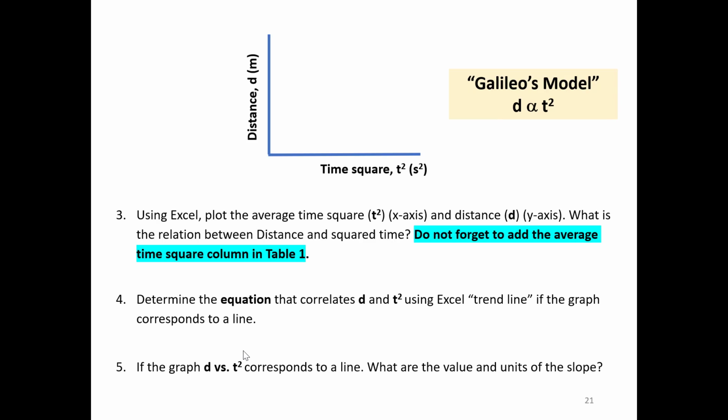The next graph we want to complete is distance versus time squared. Why? Because we want to see if we can explain the motion of the car using Galileo's model. Because you need to know the time squared, you need to add this column to table 1. Then once you complete the graph, you will respond to questions 4 and 5 in the lab sheet.